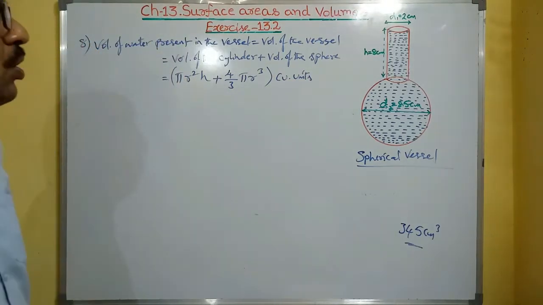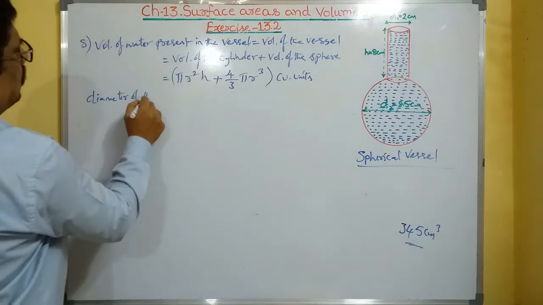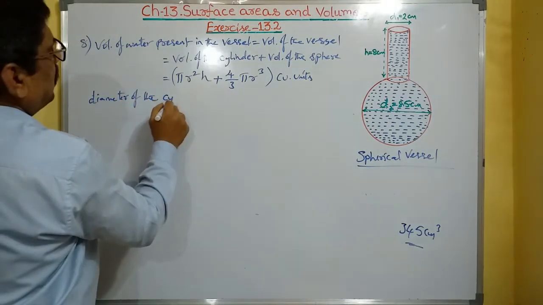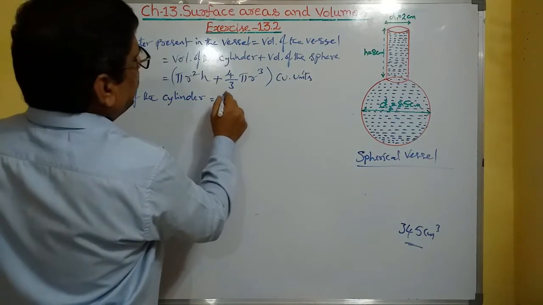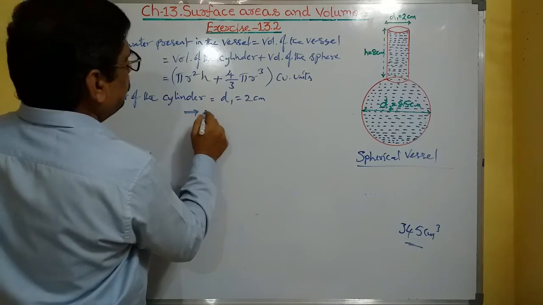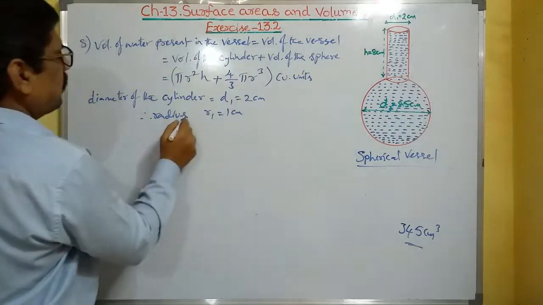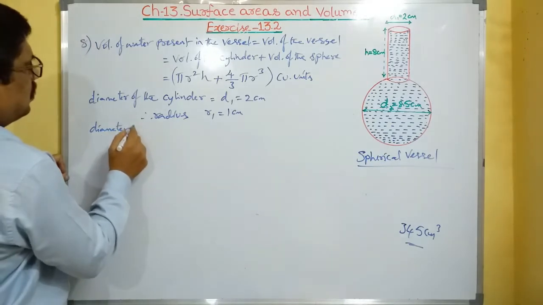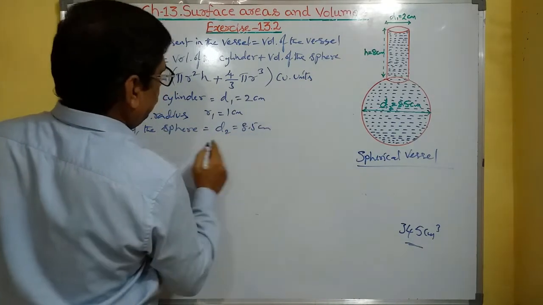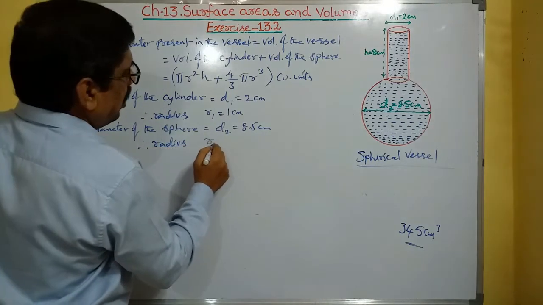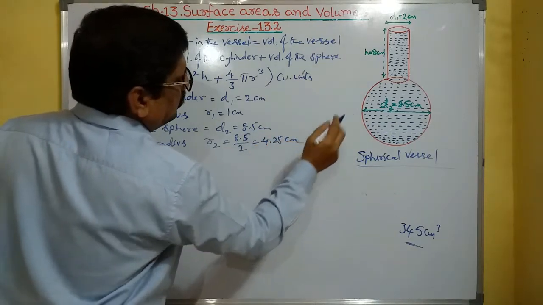Okay, now here we have the diameter of the cylinder. The diameter of the cylinder is equal to 2 cm. This implies R1 is equal to 1 cm radius. Therefore, radius R1, and diameter of the sphere, let us take it as D2, that is 8.5 centimeters. Therefore, its radius R2 is equal to 8.5 by 2, that is 4.25 centimeters.